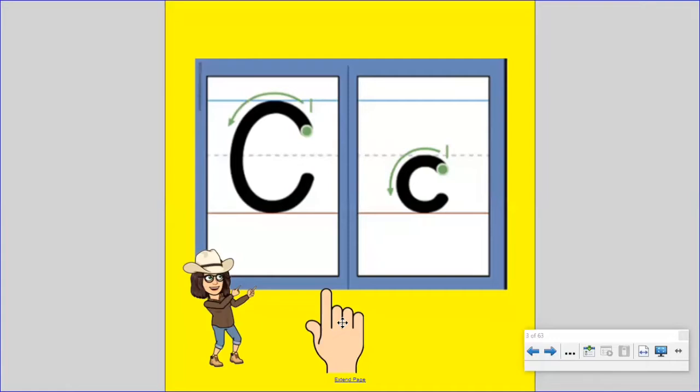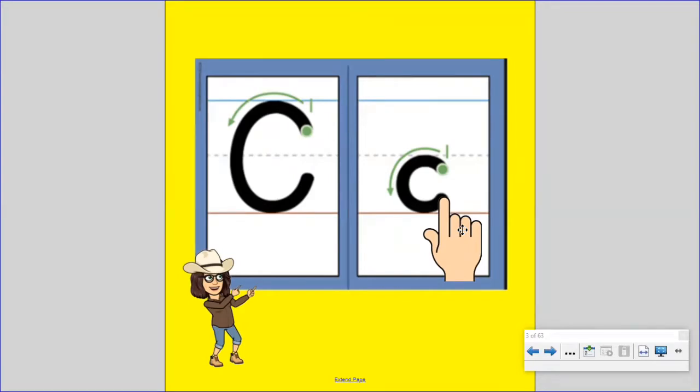Now let's write the letter C in the air. Get your magic finger. Start at the top. Curve around like a C. That's the capital C. Now let's do the lowercase c. Start at the middle line. Curve around like a C. Nice work matching the beginning sound with the letter.